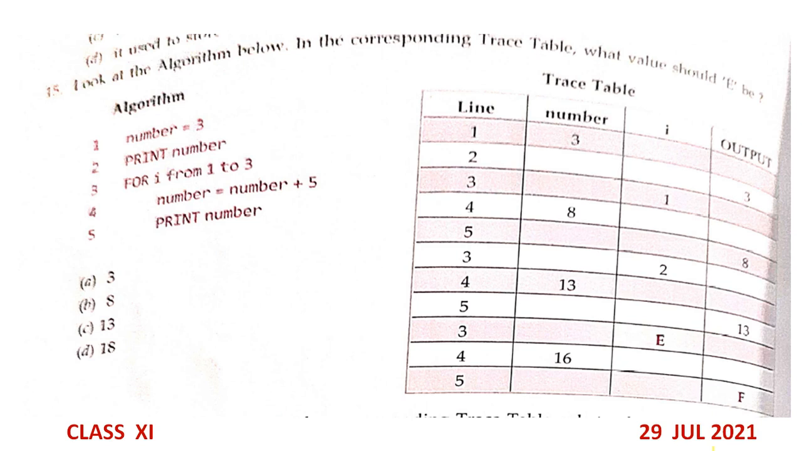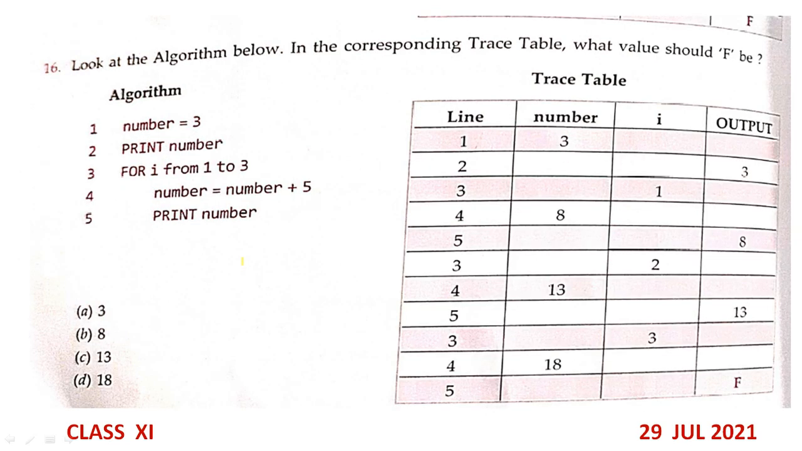Okay. When I is 1, when I is 2 and when I is 3, the value of E will be 3. The answer will be A, because we are repeating these steps when I is 1, when I is 2, when I is 3. That's all the answer.